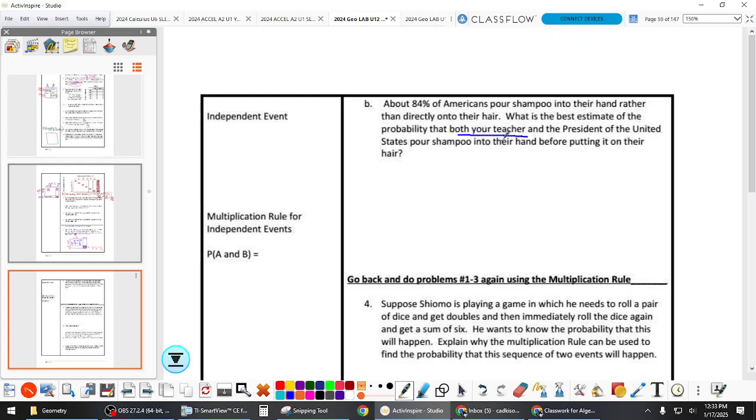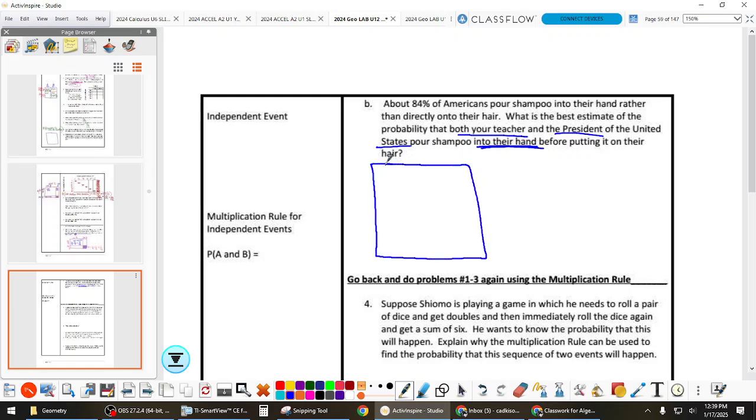Yeah, and they both pour into their hand this time before putting it on their hair. So I'm gonna let you try. I do want you to try setting up the area model, okay? And then use it to try to answer that question. That's too big.